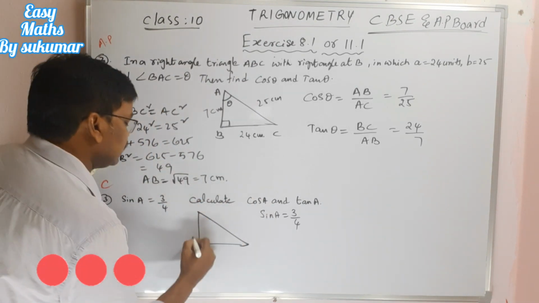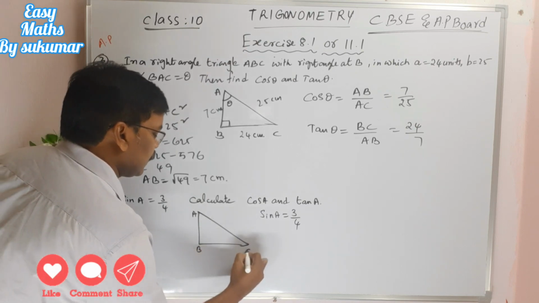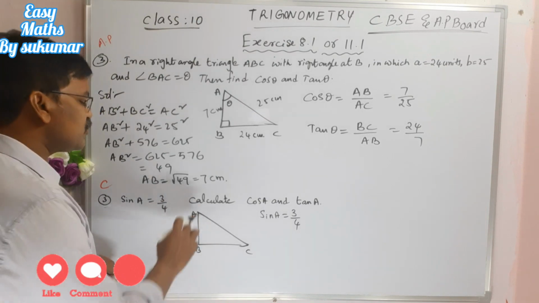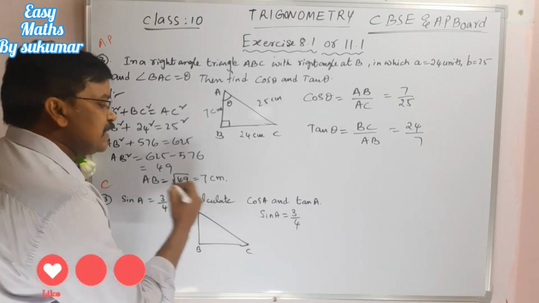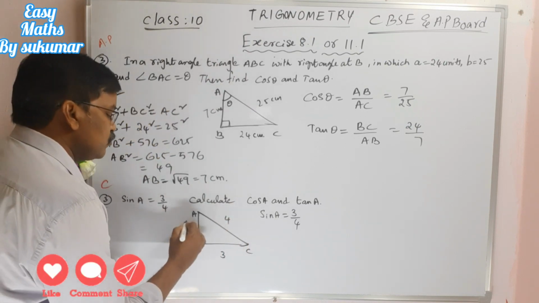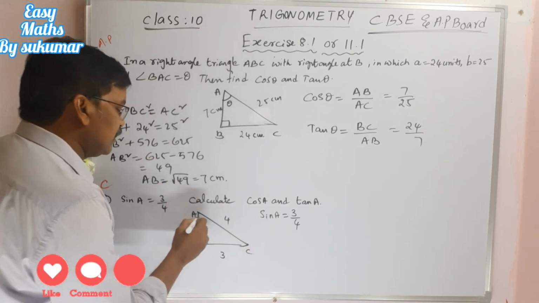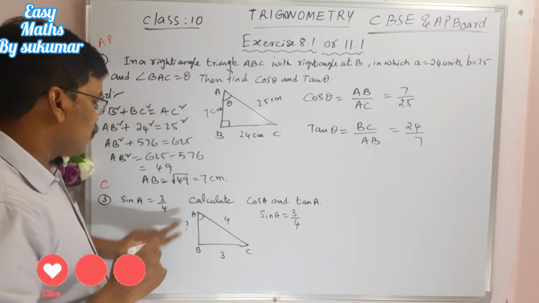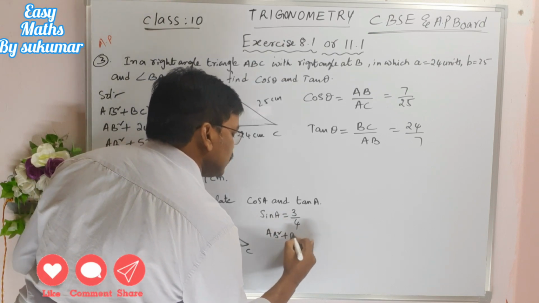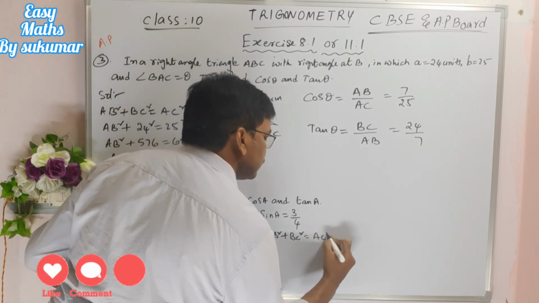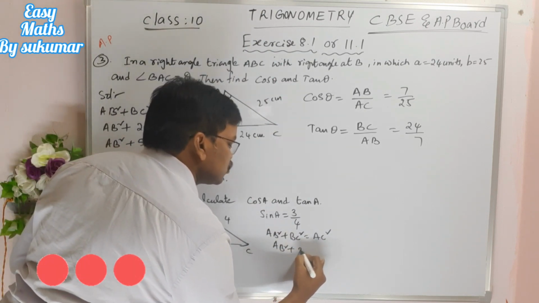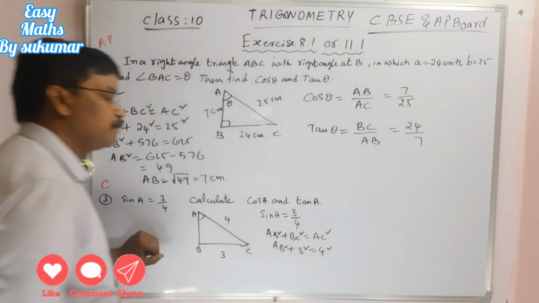Take the triangle ABC here. Nothing else is given in this third sum, only sin A is equal to 3 by 4. Sin A means opposite side by hypotenuse. We don't know the adjacent side of angle A. According to Pythagoras theorem, AB square plus BC square is equal to AC square. AB square is unknown, BC square is 3 square, AC square is 4 square.